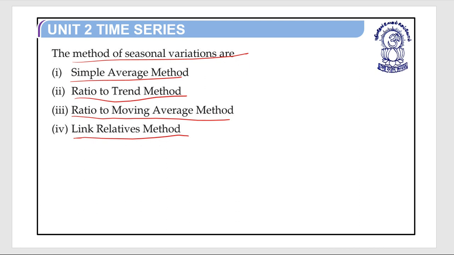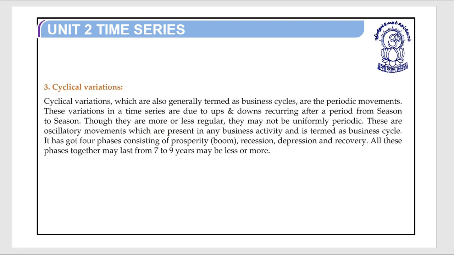The methods of measuring seasonal variation are: simple average method, ratio to trend method, ratio to moving average method, and link relatives method.